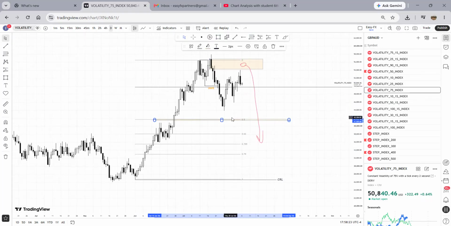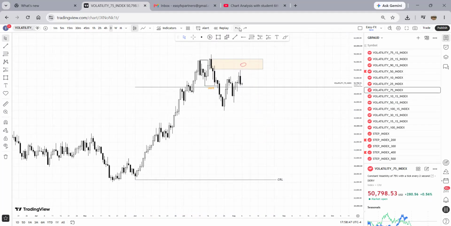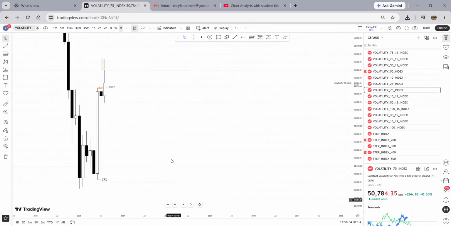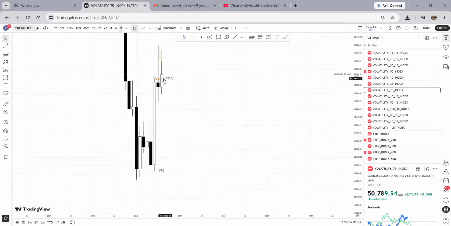So mostly price will hit this target before it will reverse. Of course, I expect it to reverse anyway because I expect Volatility 75 to buy up more. I'm going to show you why I said I expect it to buy up more. I hold a bullish bias.